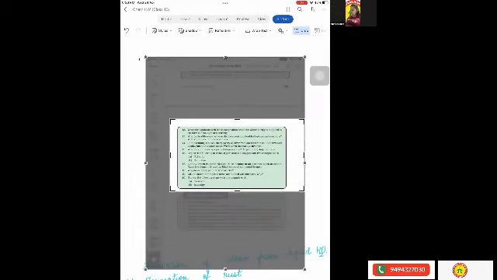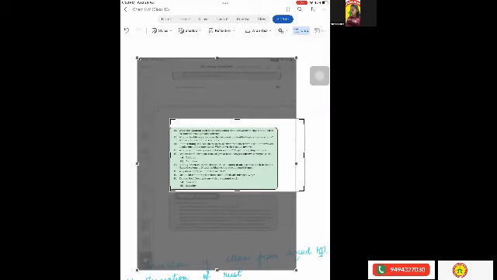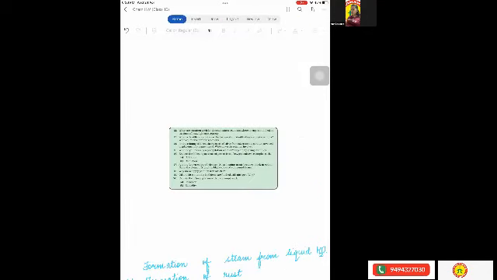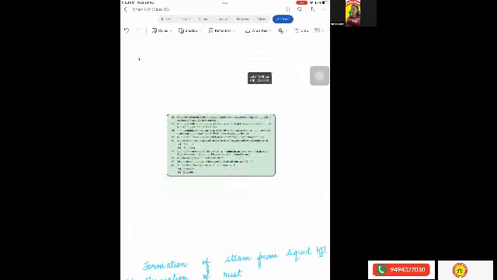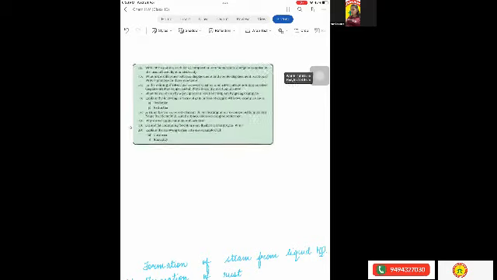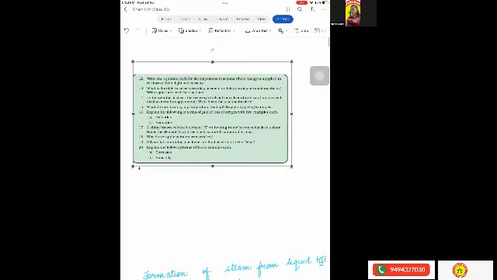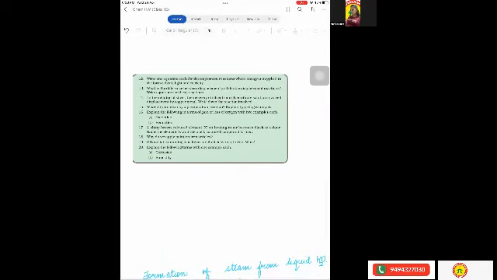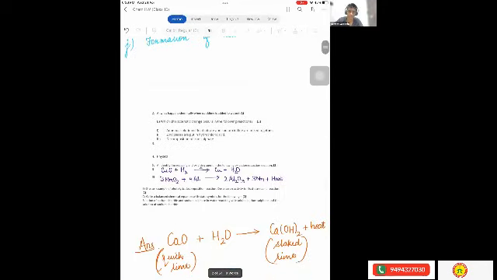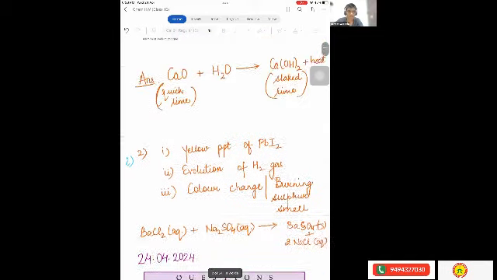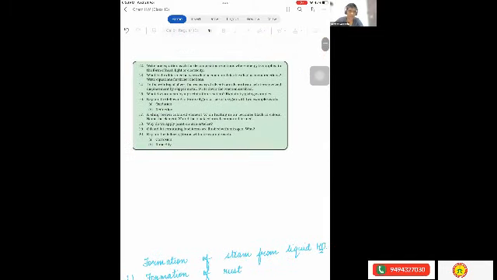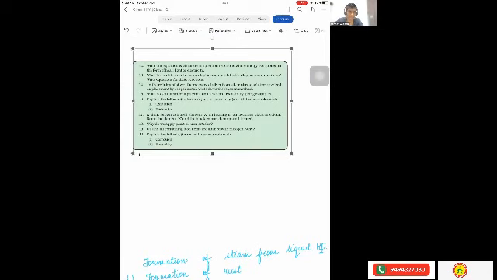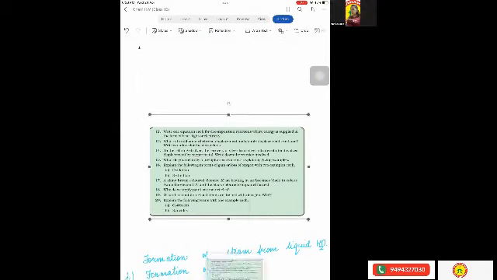You can see the question number 12. You have to tell me only one reaction where energy is involved in the form of heat, light, or electricity. So you tell me for heat. Ma'am, for heat, thermal decomposition, 2FeSO4 with heat gives Fe2O3 plus SO2 plus SO3. Yes, that's absolutely correct. And you can write any other thermal decomposition reaction also.